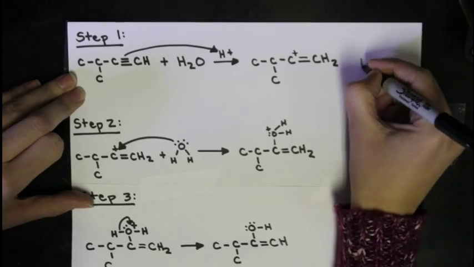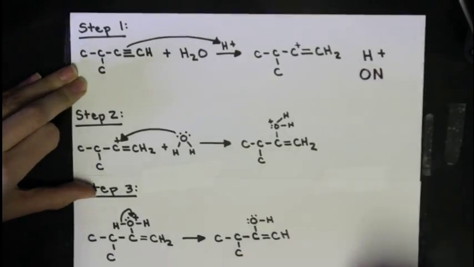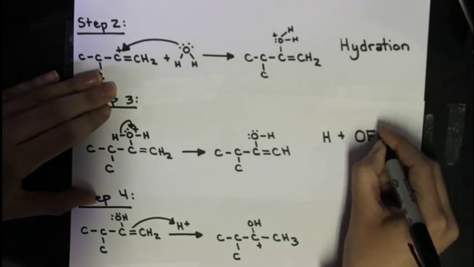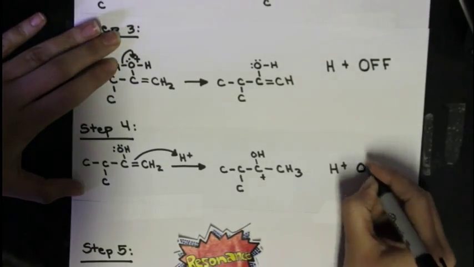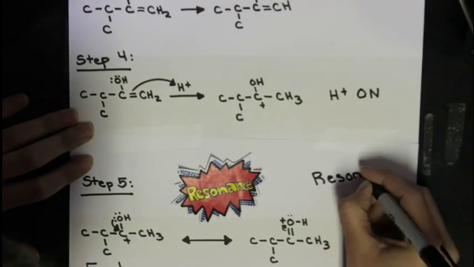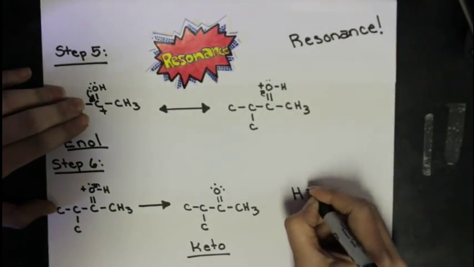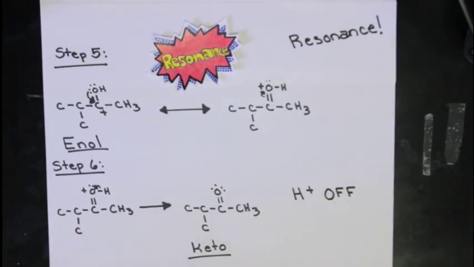So we're going to review a little bit. First, we have H+ coming on, then we have the hydration by the water, then H+ comes off, H+ comes on again, resonance, and then finally we have the H+ coming off to make a stable ketone, and that is the hydration of an alkyne.